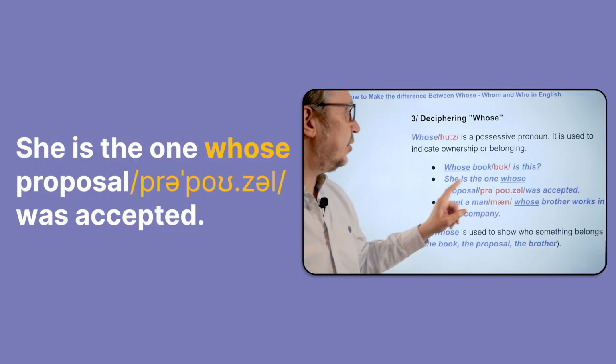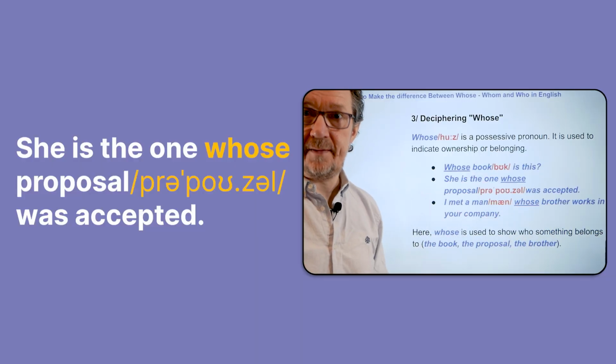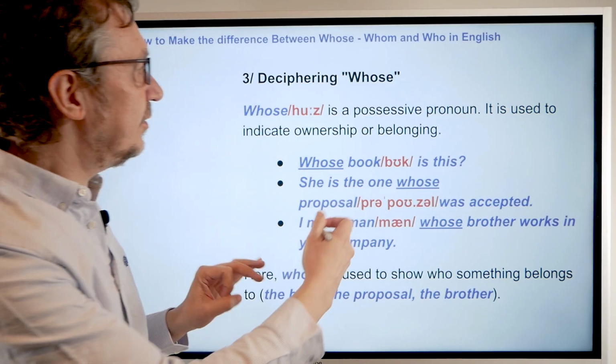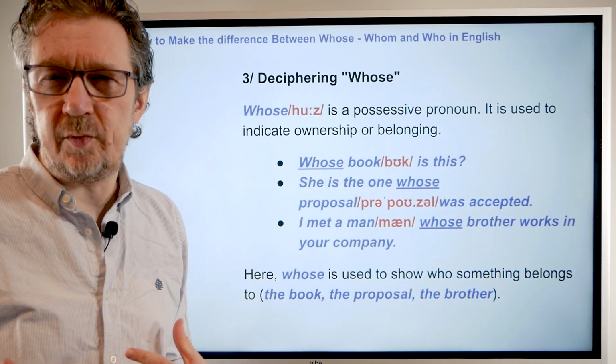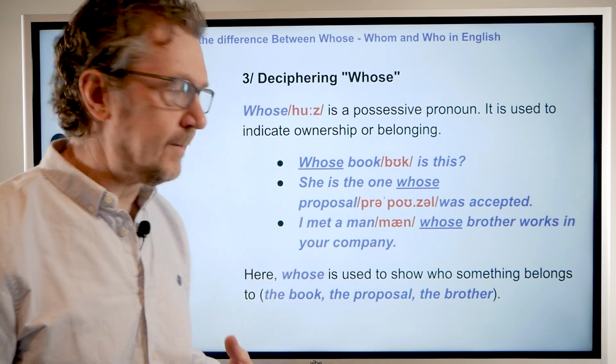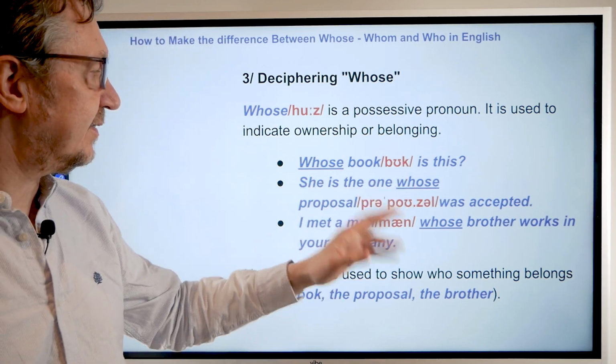She is the one whose proposal was accepted. Okay, so the proposal that she owned. So whose proposal? Her proposal was hers. Do you see how it works? She was the one whose proposal was accepted.